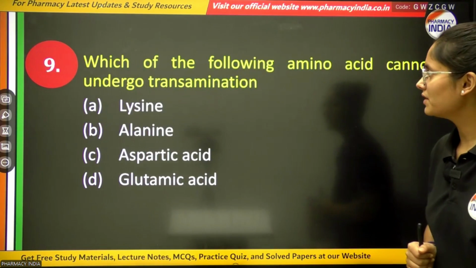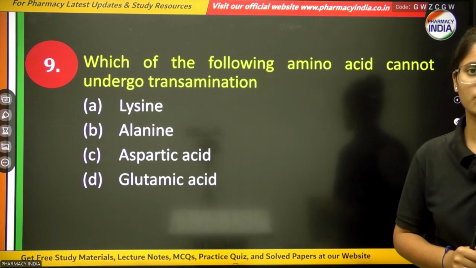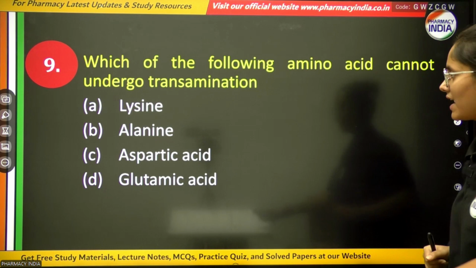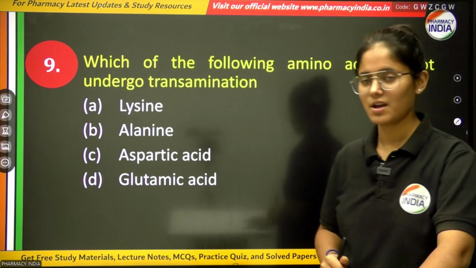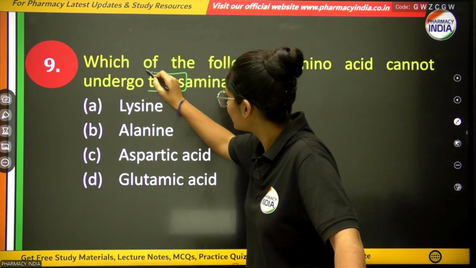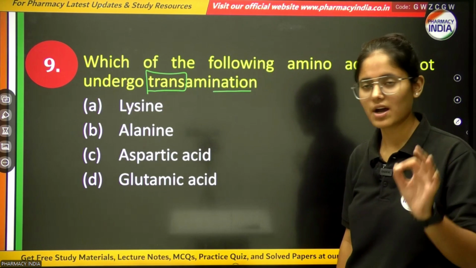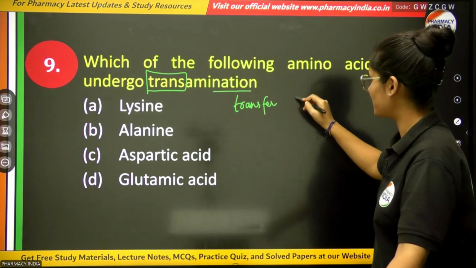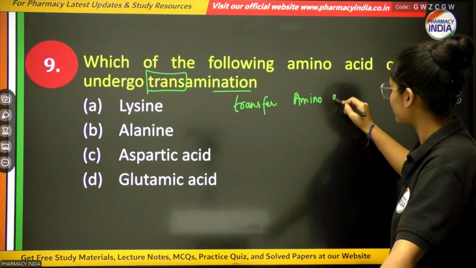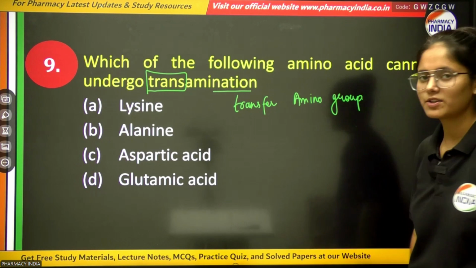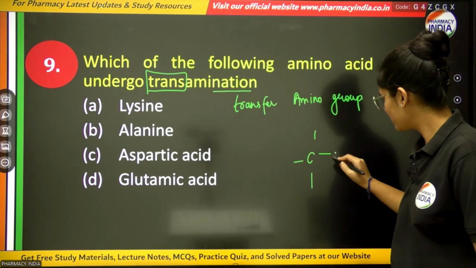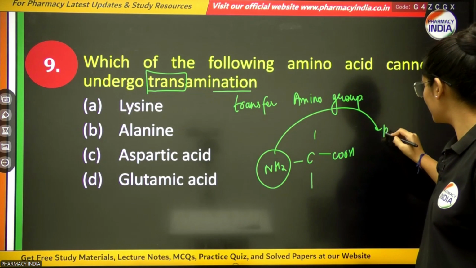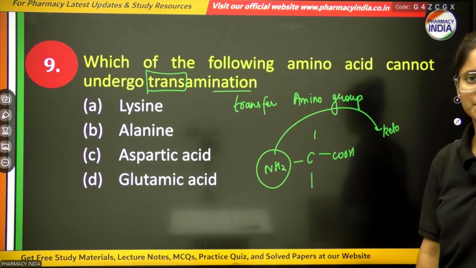Next question. Which of the following amino acid cannot undergo transamination? Lysine, alanine, aspartic acid, or glutamic acid. What is transamination? Just read the term carefully. Trans means transfer. Amination means amino group. So when you transfer an amino group from an amino acid to a keto group, that process is known as transamination.